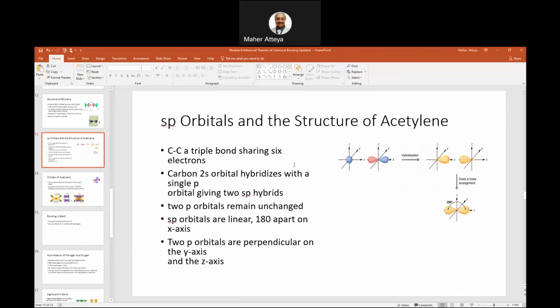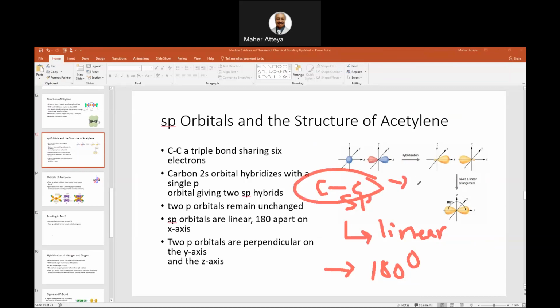Now we are looking at the sp orbital. An sp orbital is linear, correct? So we said sp orbital here. Anytime I have sp, what do I have? The shape is linear and the angle is 180 degrees. So what happened in sp? You have one sigma bond. So how many do we have? We have three types of bonding. One is between carbon and carbon here. This is sp to sp hybridization, correct?